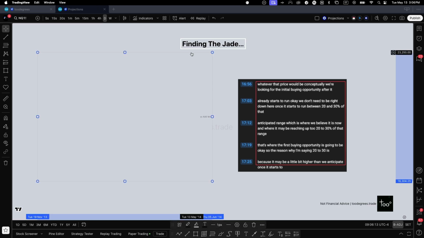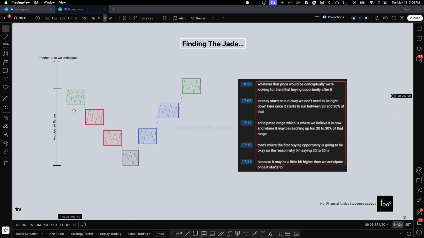So if we look at it like this, knowing a market maker buy model, we know that the anticipated range will be the original consolidation, right? Does that make sense to everyone so far? Give me a 1 if it makes sense. Good, good, good. Give me a 2 if it doesn't.